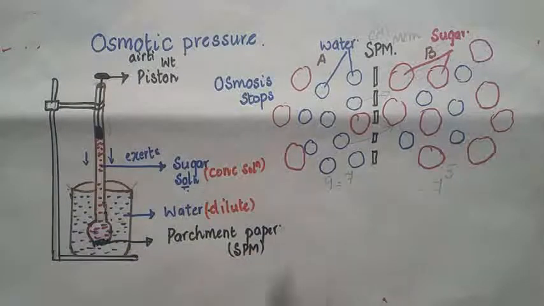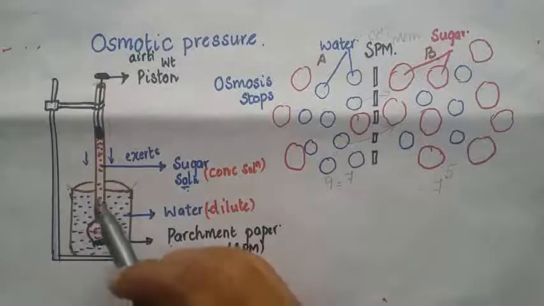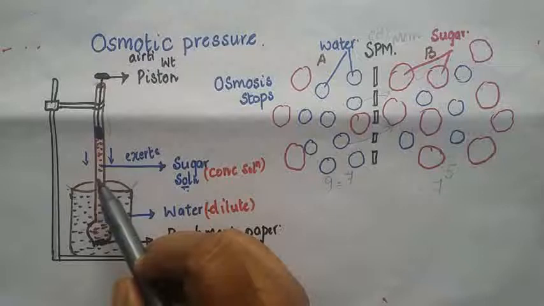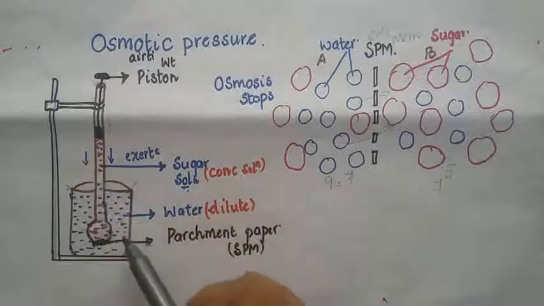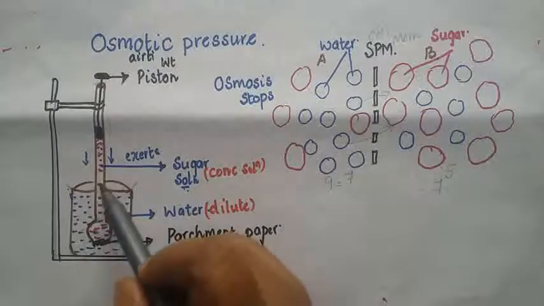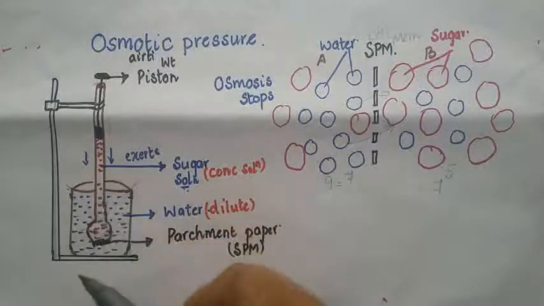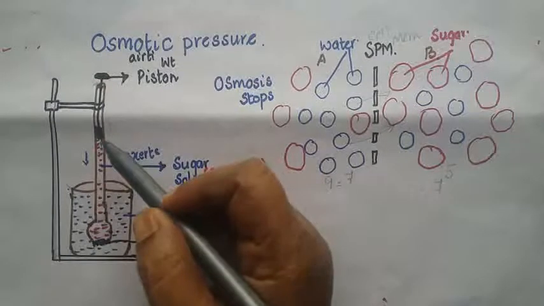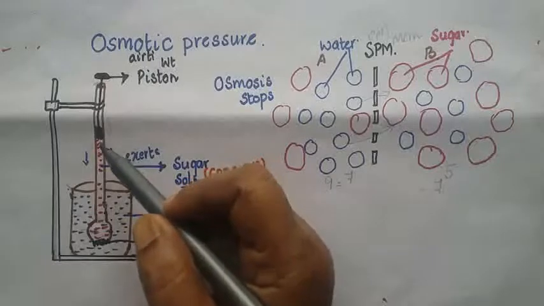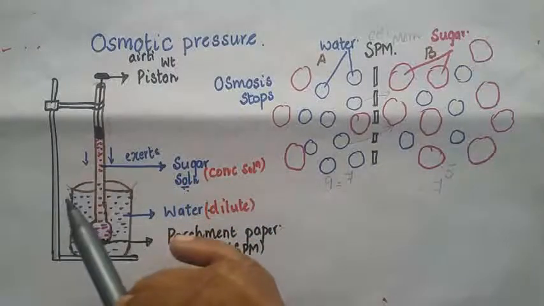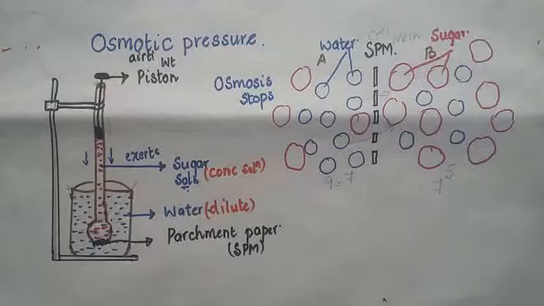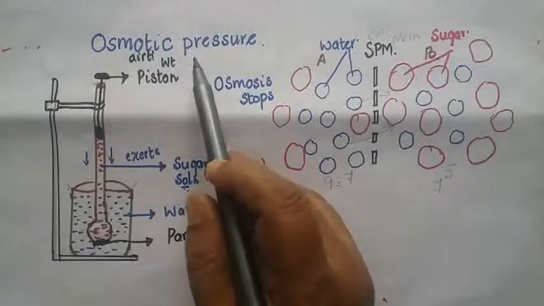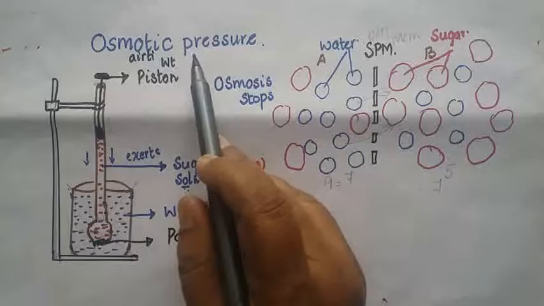right? As usual, we have water in the beaker and sugar solution in the thistle funnel, right? So there are more water molecules in the beaker, fewer in the thistle funnel. Osmosis should continue and there should be an increase in the level of the sugar solution, but this does not occur practically. So it means there is an osmotic pressure developed.